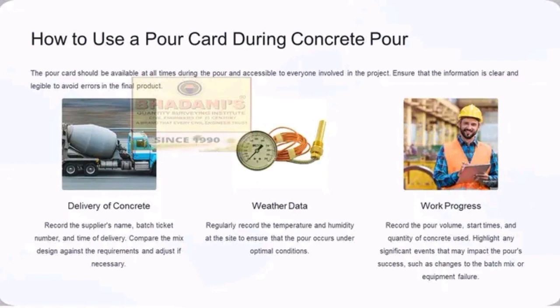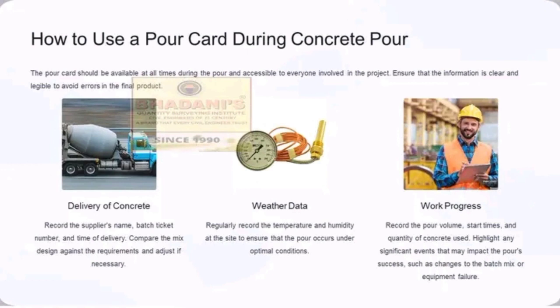After looking at the delivery of concrete, you then go to the weather data. That machine you see over there will tell you the temperature and the humidity at the site. This will ensure that the pour occurs under an optimal condition. When concrete is being poured in an optimal condition, settlement occurs in the required time, and hence the strength of that building or that structure will be good.